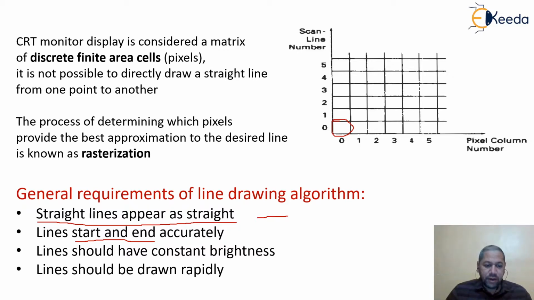The next requirement is that the line should have a constant brightness. The brightness should be constant. It should not happen that some part of the line is brighter and some part has less brightness.